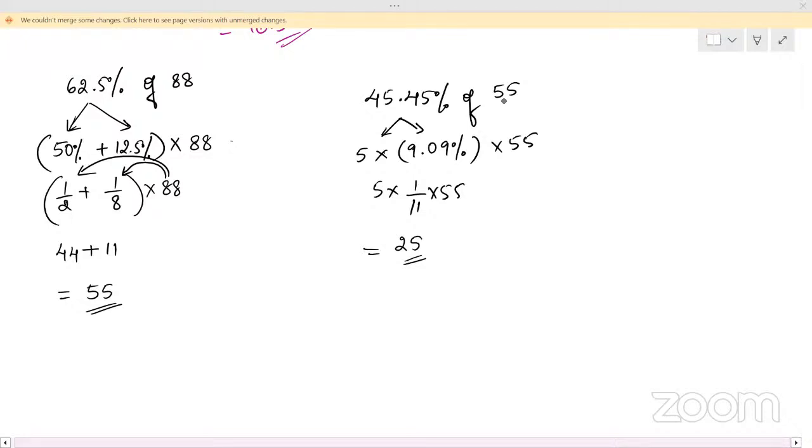If you see any repetitive numbers like 45.45, 36.36 percentage, you just understand that it is going to be in this fashion only, 9.09. And it is got to be a multiple of 9 only. This can be written as what? 4 times 9.09. Okay, understood?